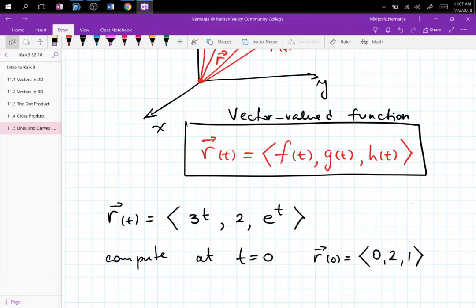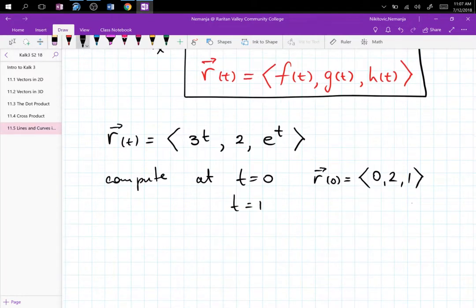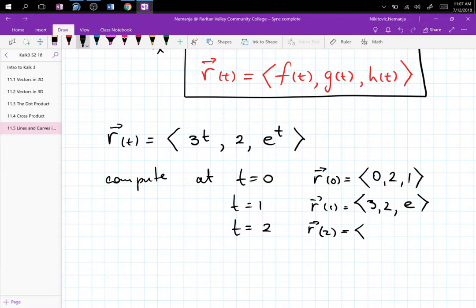and using its terminal point 0, 2, 1. We can compute at t equals 1, get R of 1, which would be 3, 2, and e. t equals 2 would be 6, 2, e squared, and so on. Now, you can calculate any other value. This is not discrete, right? It's continuous. So you can calculate 1.5 or 3/2 or pi, whatever.